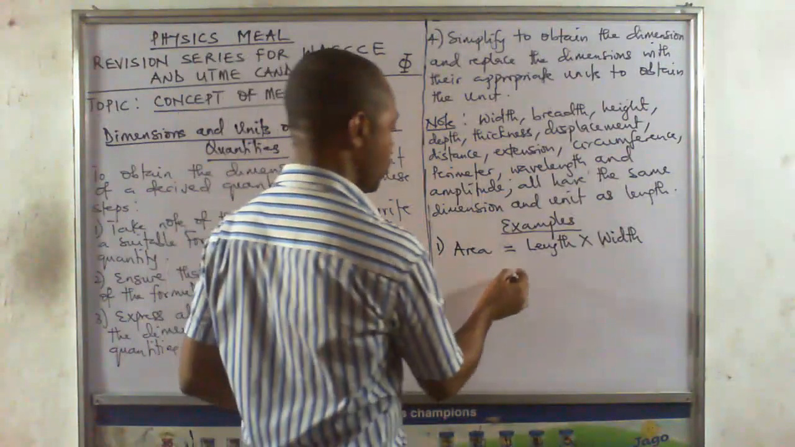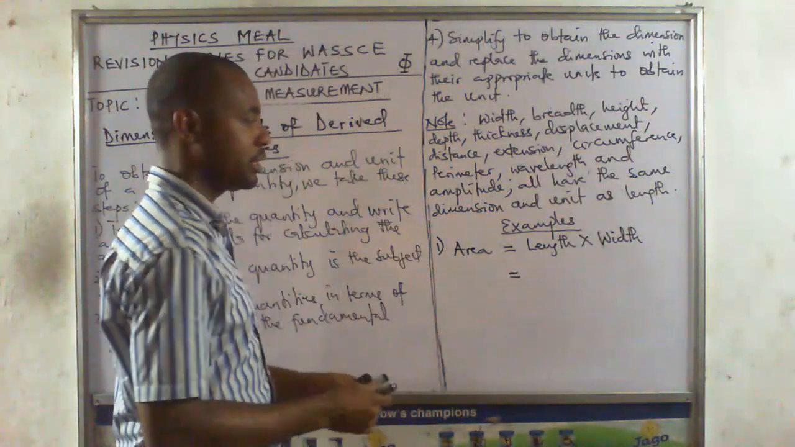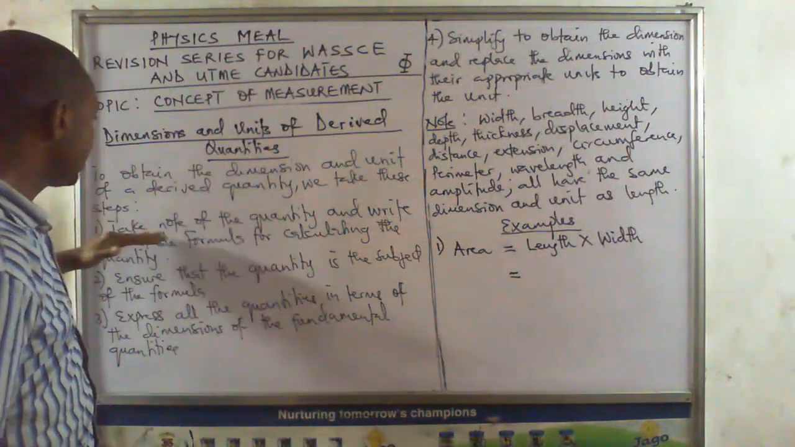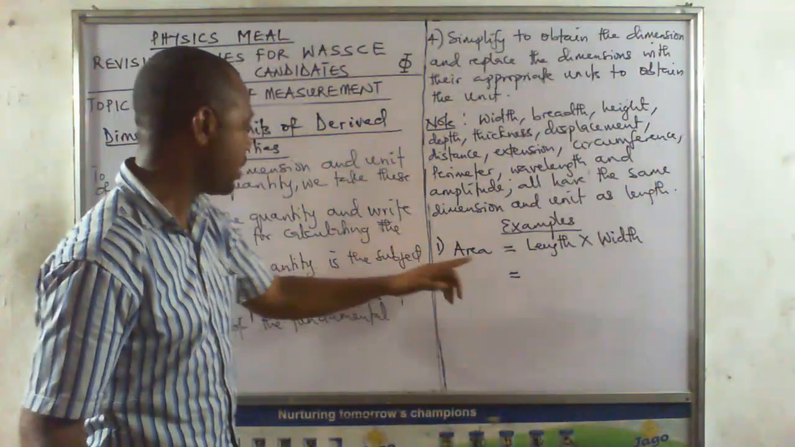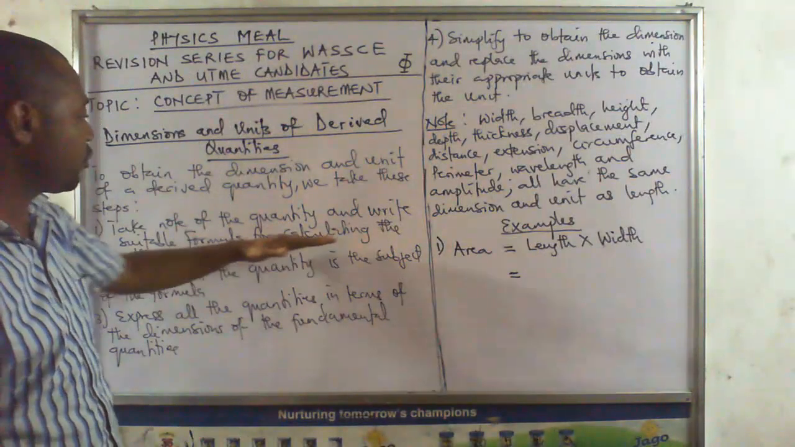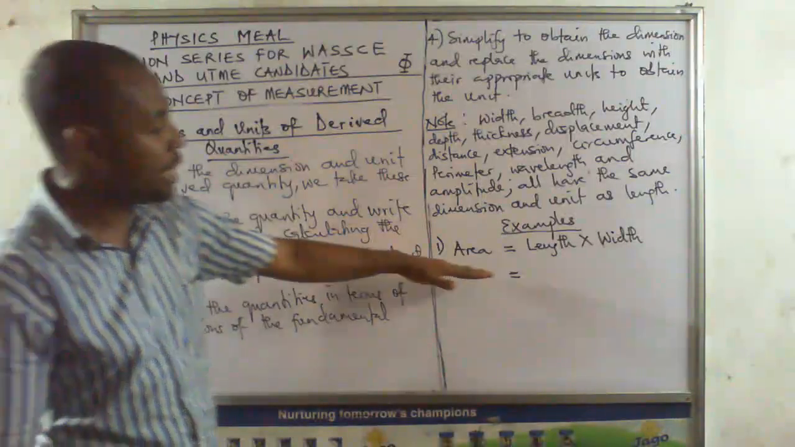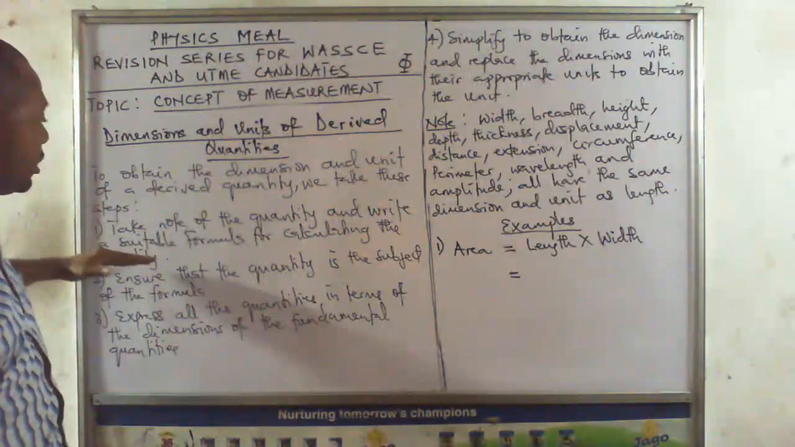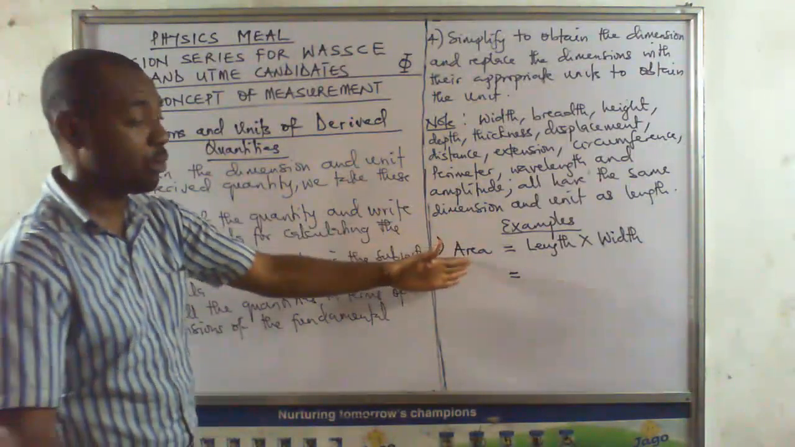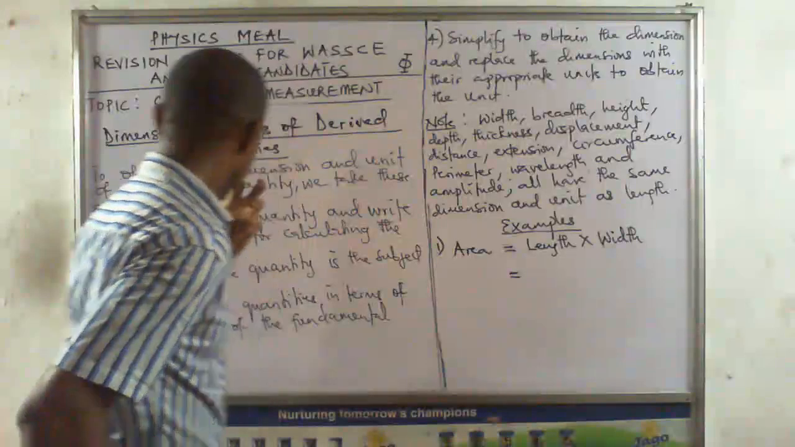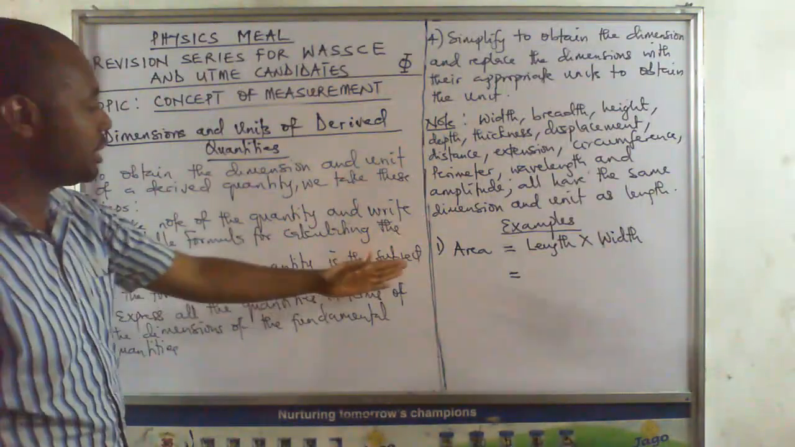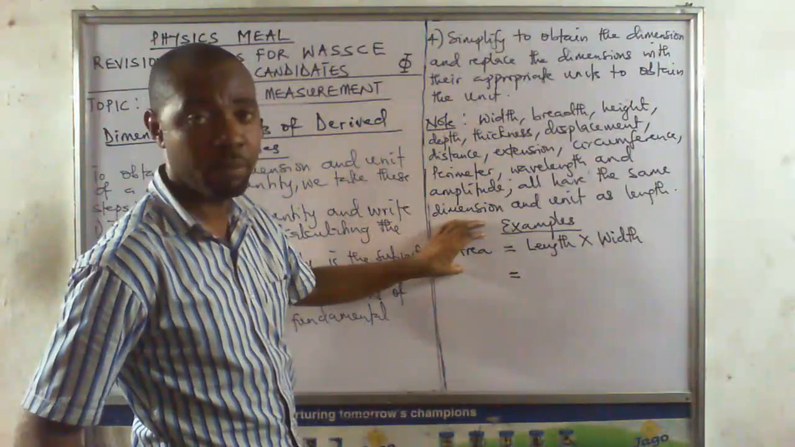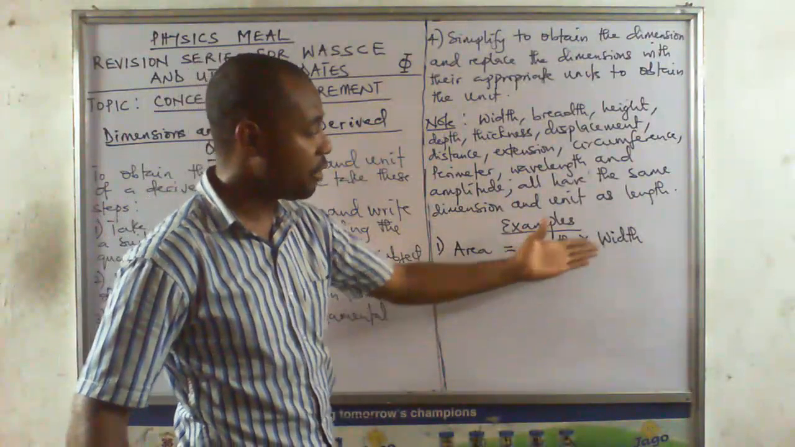Now, we look at this again. We are following these steps. They say to obtain this, take note of the quantity. The quantity is area, and write a suitable formula for calculating the quantity. Now, area is length times width. We have actually written the suitable formula. The quantity that we want to find its dimension is area. Now they say ensure that the quantity is the subject of the formula. Okay, this quantity, area, is the subject of the formula. It has been expressed in terms of length and width.